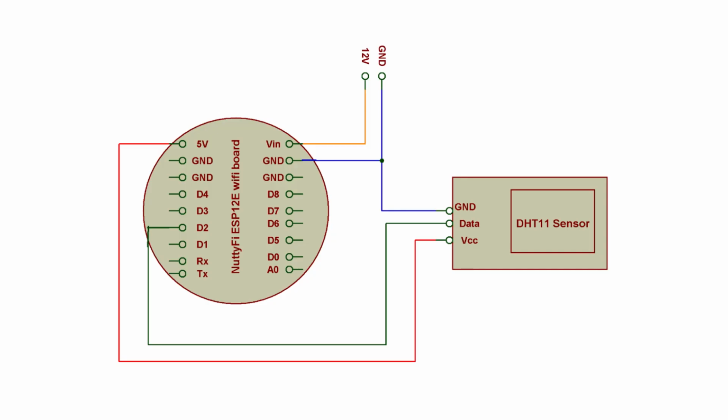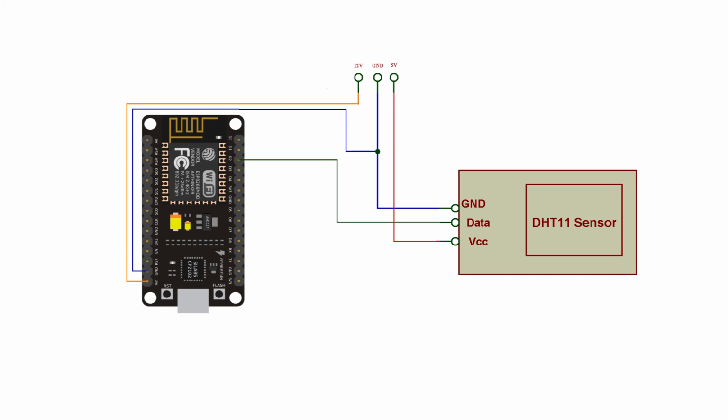This is the circuit diagram of DHT11 connections with the NuttyFi Wi-Fi development board, where the orange color wire denotes 12 volt, the blue color wire denotes ground and the red color wire denotes 5 volt. Here connect the DHT data pin to the D2 pin of NuttyFi. If you are using NodeMCU, then you can follow this circuit diagram.